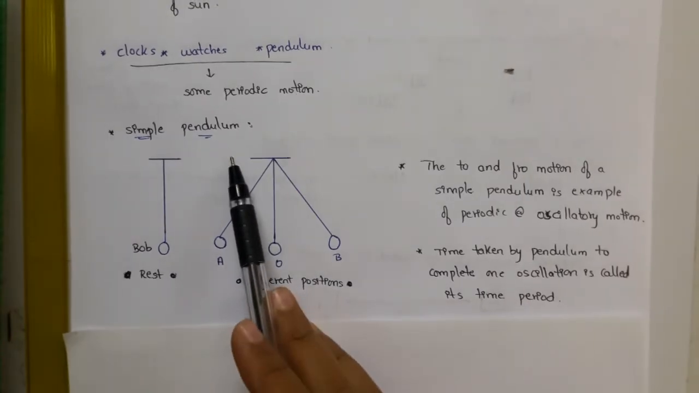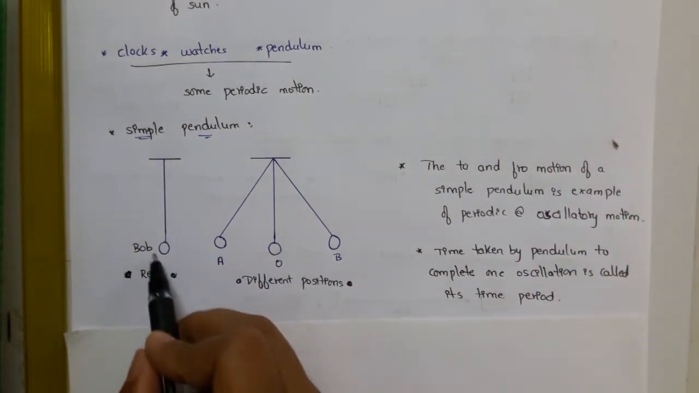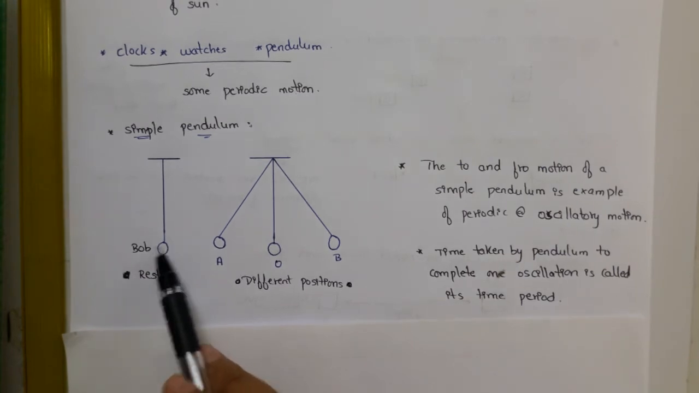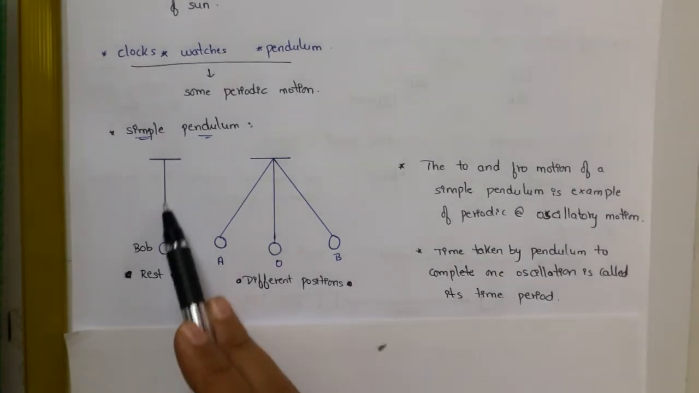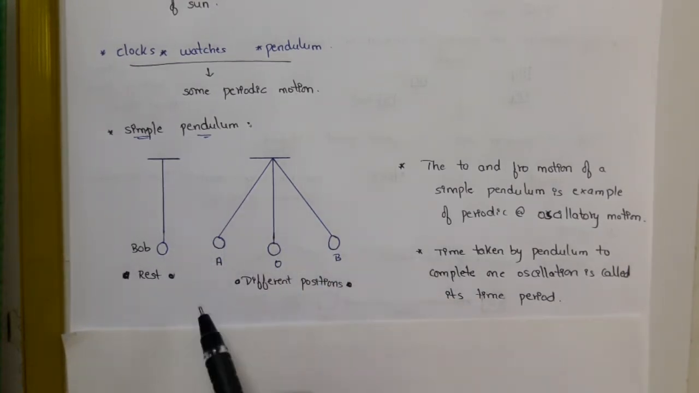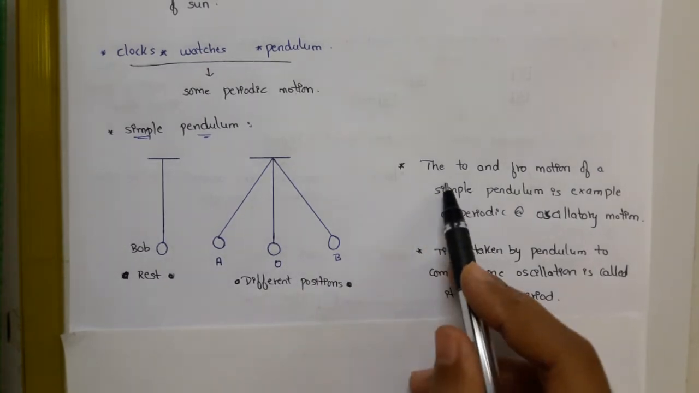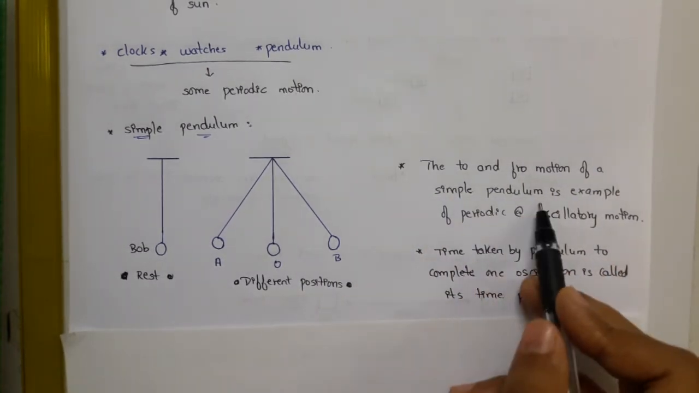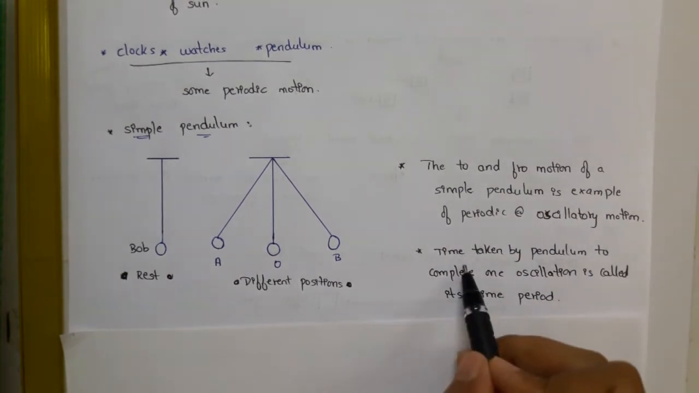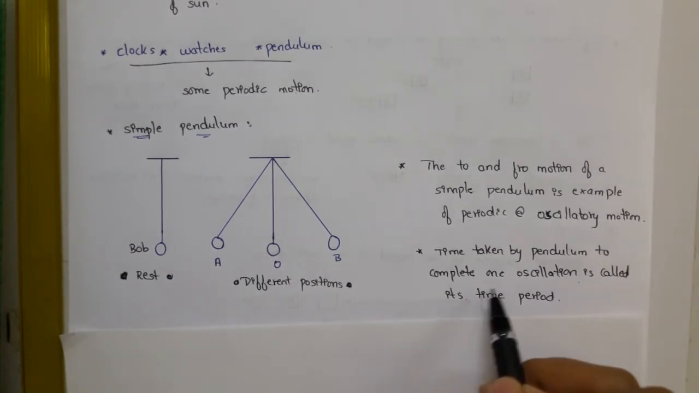Now let's learn about the simple pendulum. This type of arrangement is called a simple pendulum. It consists of a ball called the bob and a long thread which is extended and fixed. This is the rest position and these are the different positions. The to and fro motion of the simple pendulum is an example of periodic or oscillatory movement. The time taken by the pendulum to complete one oscillation is called its time period.